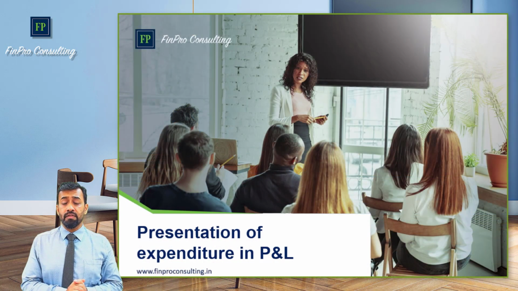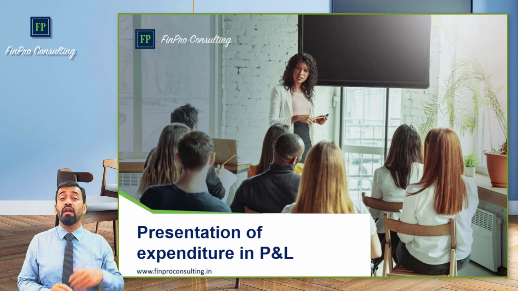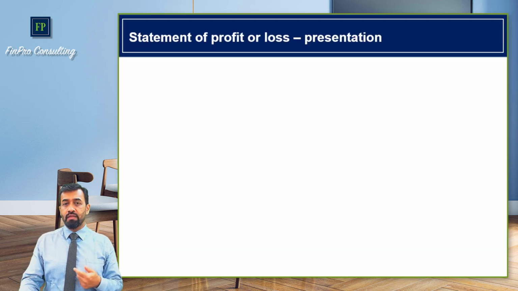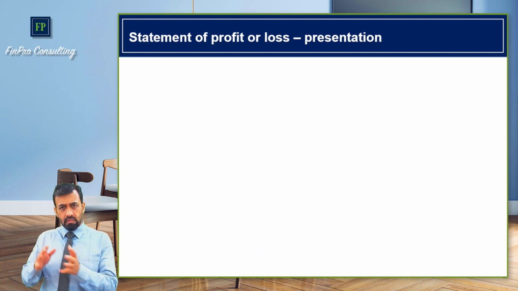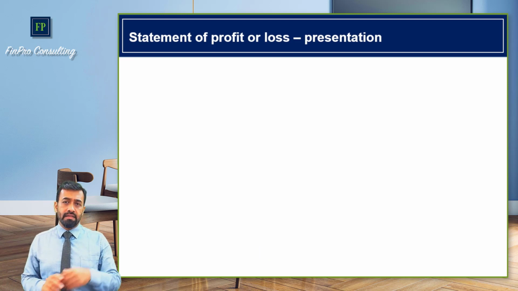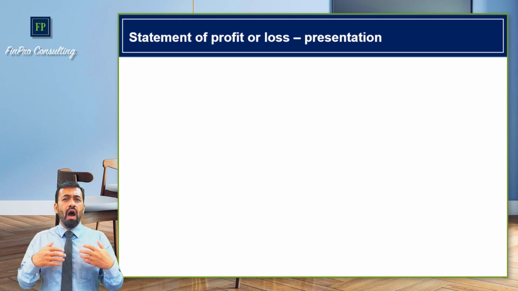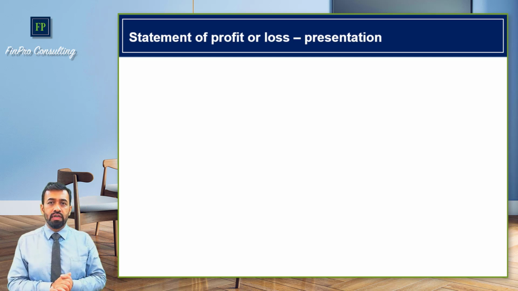Presentation of statement of profit and loss account under IFRS has been dealt with by IAS 1, and the similar standard under Ind AS is Ind AS 1. There are a couple of carve outs and there is one GAAP difference which we are going to discuss here.